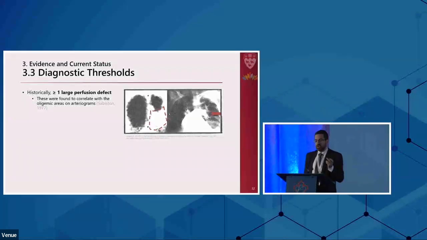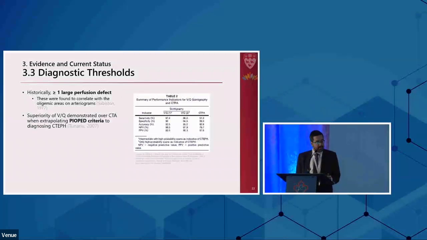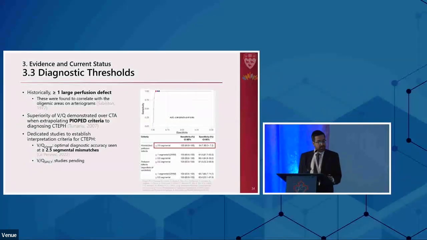So what are the diagnostic thresholds? That has been looked into. In the past, it was one large perfusion defect, but they did a nice study where they looked at patients with CTEPH and at what the minimum criteria on VQ planar images is. They determined that the best results are obtained using 2.5 segmental mismatches as the minimum criteria to say that the VQ scan, whatever pattern you see, is diagnostic of chronic thromboembolic disease, or CTEPH.